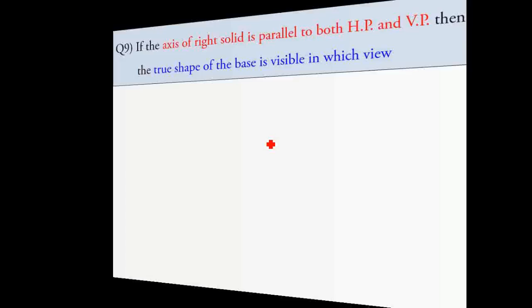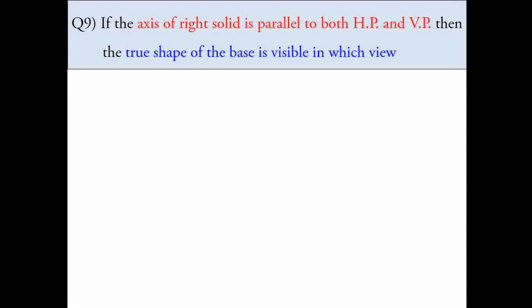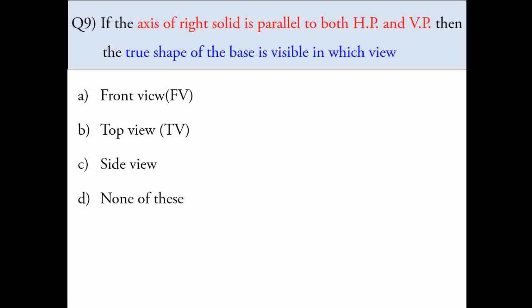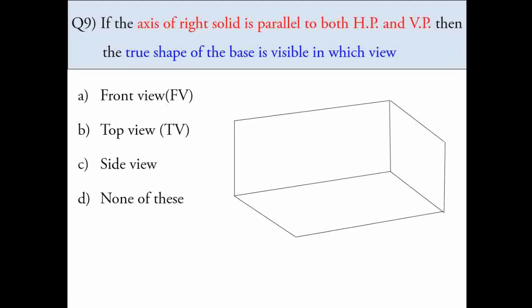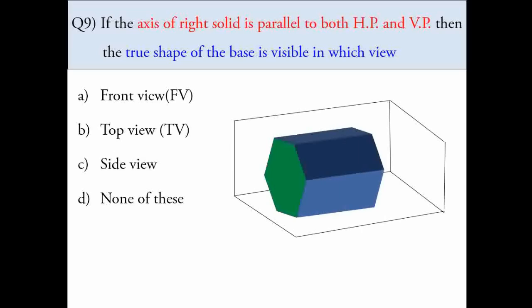Next question. If the axis of the right solid is parallel to both HP and VP, then the true shape of the base is visible in which view? The options are front view, top view, side view, or none of these. Once again we will take the reference of the quadrants and the actual position of the object as per the condition. The object has its axis parallel to the horizontal plane and the vertical plane.